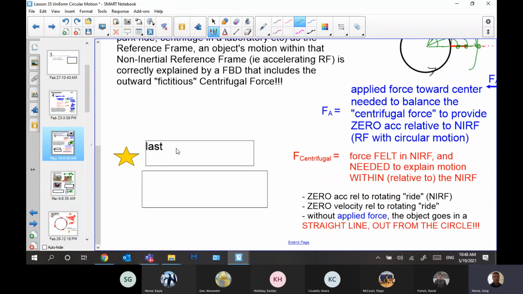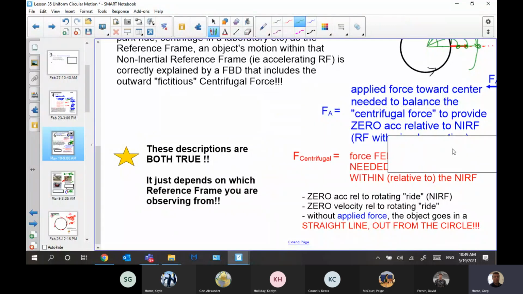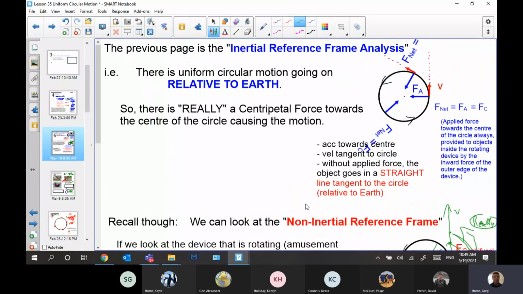I hope you agree. So the issue is, of course, hopefully you see this, is that these descriptions are both true. Right? It just depends on what you're viewing relative to. It depends what your reference frame observations are relative, our descriptions and so on are relative to. Any questions? Is it making sense?